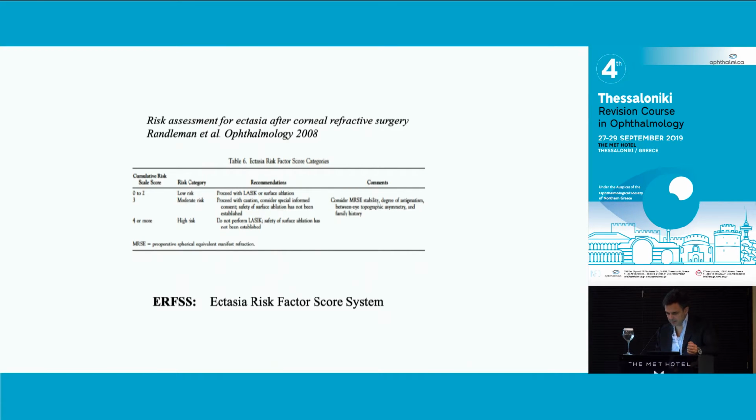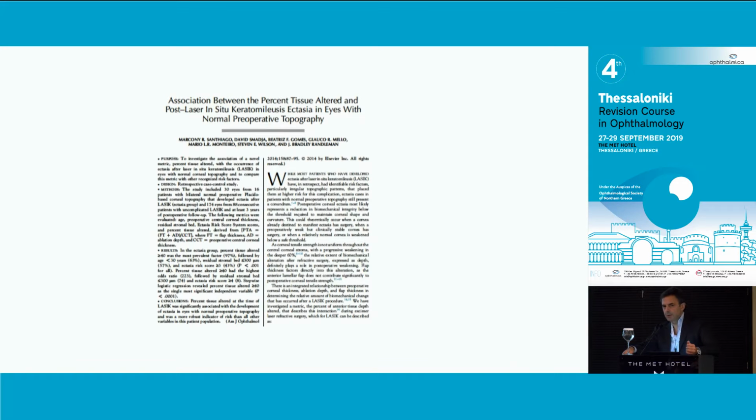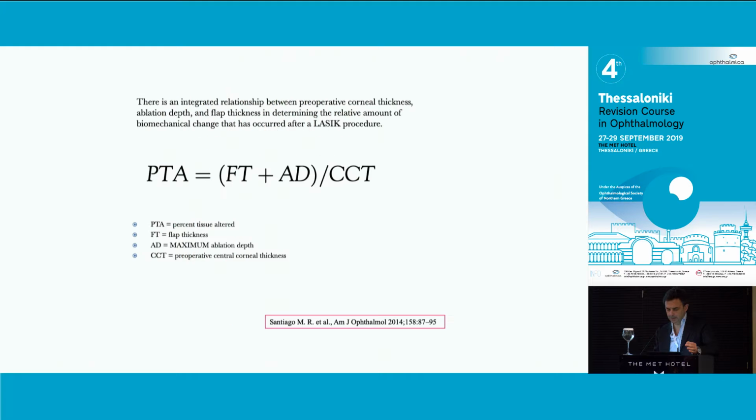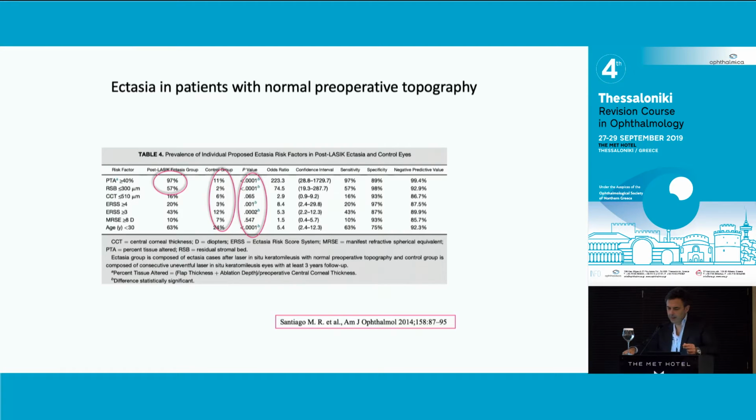of the corneal elasticity. The second paper is more recent, and this is the one that looks at the PTA, which is the percentage of tissue being altered by the LASIK procedure. That's how you can calculate it. You can look at the paper, but basically if it is more than 40%, your risk of ectasia is going to be higher, and I think you should switch to a different surgical technique. This shows you clearly cases that developed ectasia, and in retrospect, they had a PTA higher than 40.